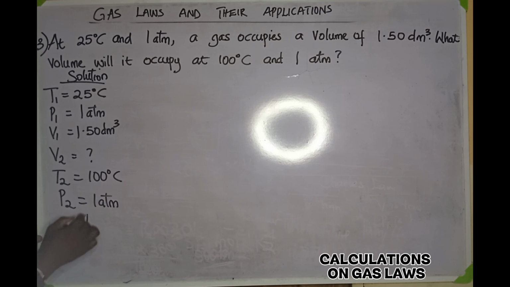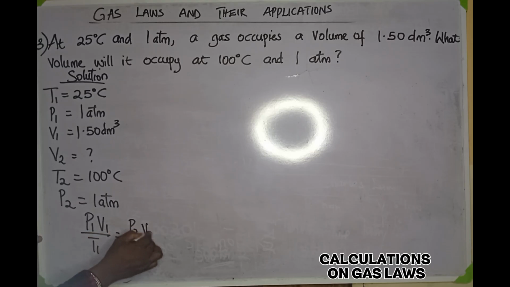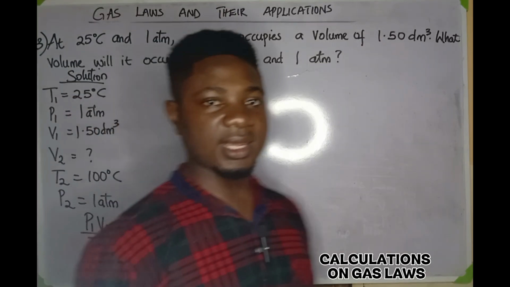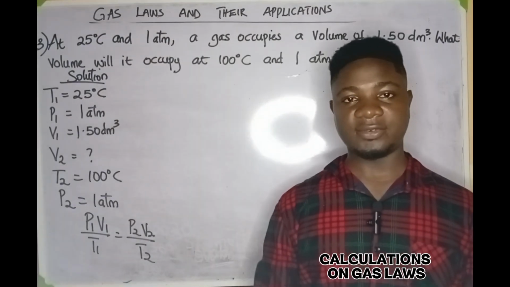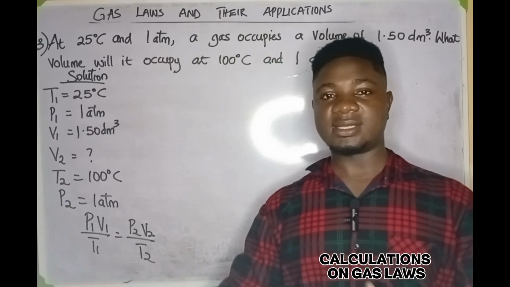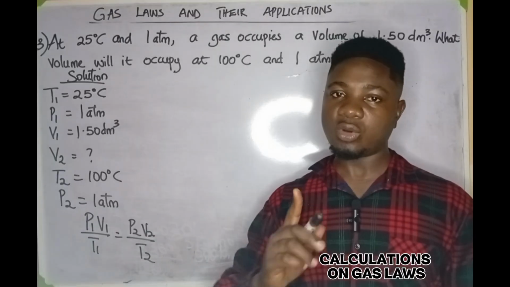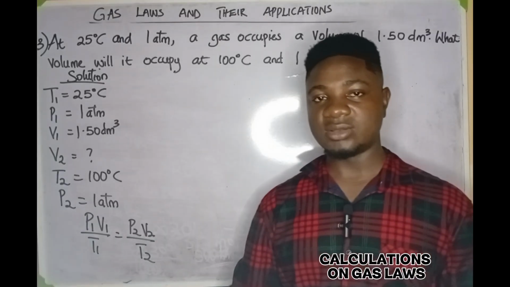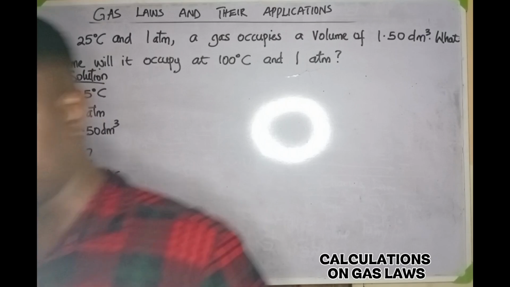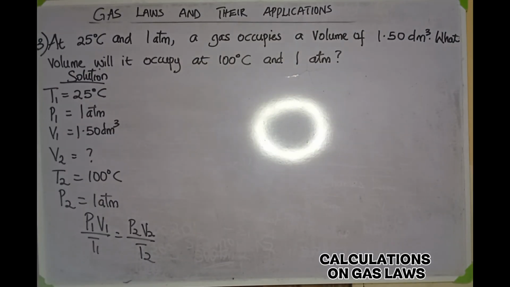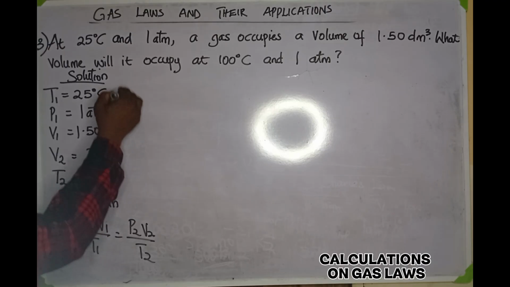So it means we are using the formula P1 V1 over T1 equal to P2 V2 all over T2. And if you can remember what I said earlier, your temperature must be in Kelvin. If you are given temperature in degrees Celsius, you have to convert it to Kelvin. And how do you convert to Kelvin? By simply adding 273 to the degree Celsius temperature. Remember we said it earlier. Okay, let's convert 25 to Kelvin. When we convert 25 to Kelvin, that will be 298 Kelvin.